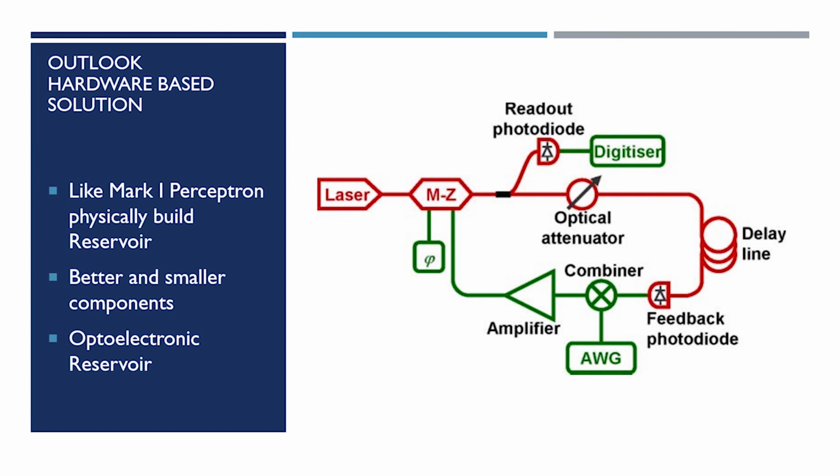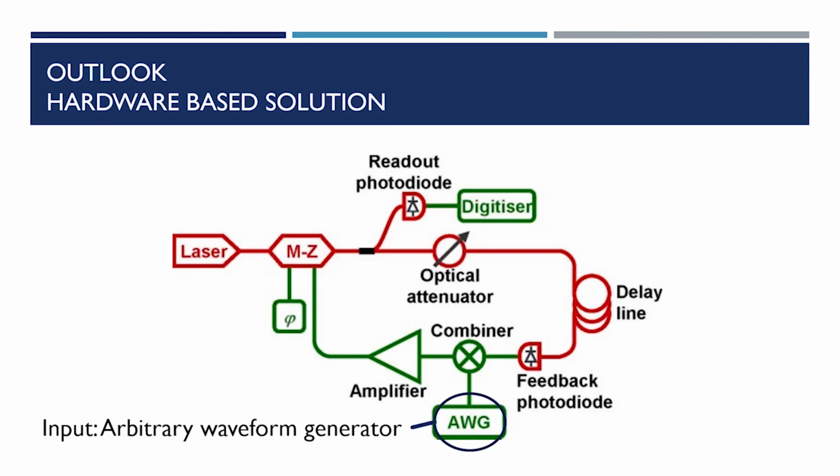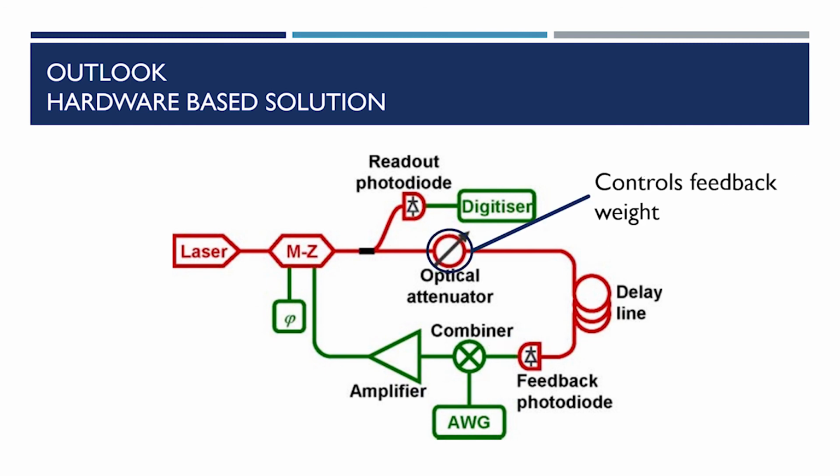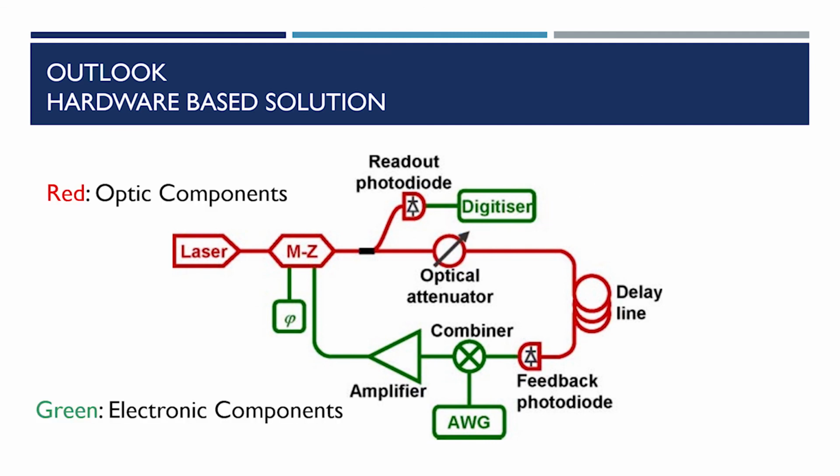Here is a schematic of an optoelectronic reservoir. The red parts represent optical parts, whereas the green ones are electronic components. The way this works is just like the software-based reservoir. The input at the bottom comes from the AWG, arbitrary waveform generator. The combiner combines the feedback from the old signal with the new input signal. The optical attenuator is used to control the intensity of the feedback. The non-linearity needed for a reservoir comes naturally from the physical properties of the fiber optic cables. The readout gets optimized by a computer in a post-processing stage.